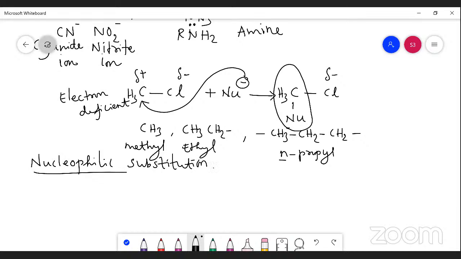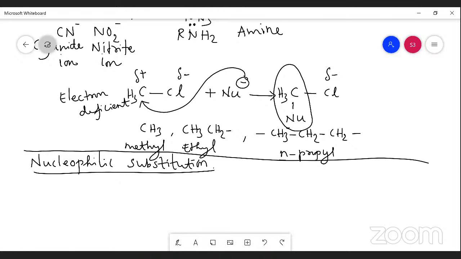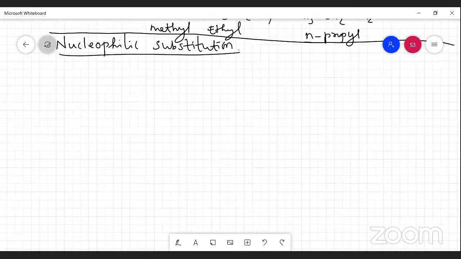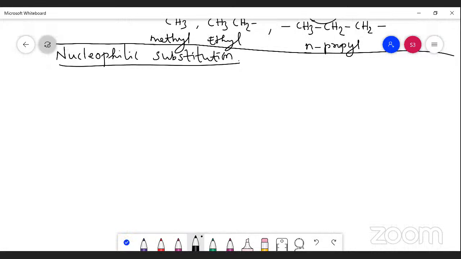Students, we already know the meaning of substitution. Substitution means one should be substituted by another. So here, what am I going to substitute? By the word itself, nucleophilic substitution, one nucleophile will be substituted by another nucleophile.